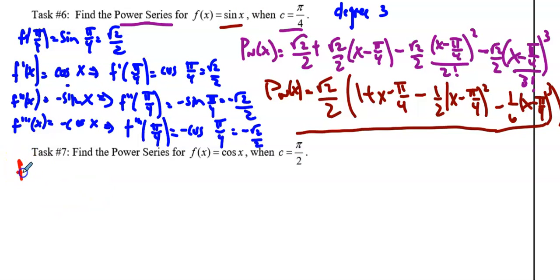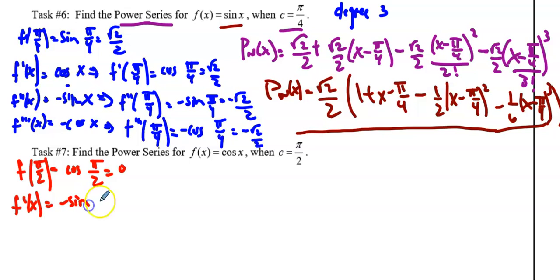All right, so first thing we're going to do is f of pi over 2. So that's going to be the cosine of pi over 2, which is going to give us 0. Okay, so our first term is 0. Find our first derivative. Our first derivative is going to be negative sine of x. So f prime of pi over 2 is going to be equal to negative sine of pi over 2. Well, sine of pi over 2 is 1, so this is going to be negative 1.